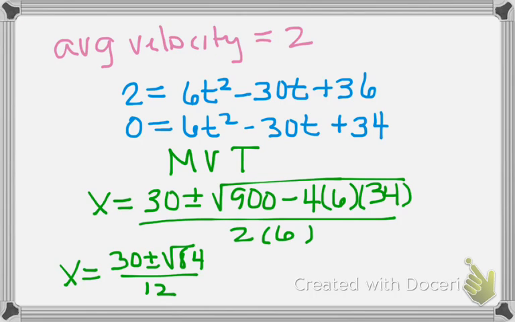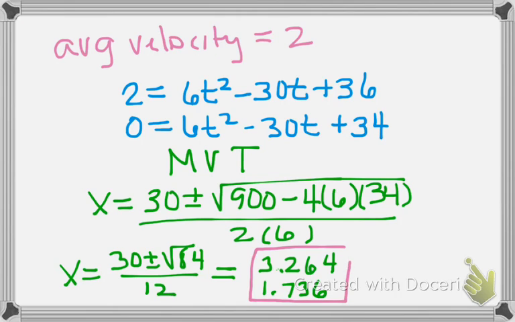Not hard to put in your calculator, not hard to calculate. And when we calculate this, I believe we get two values. When you take 30 plus the square root of 84 divided by 12, we get the values of 3.264, which is definitely in our interval, and we get 1.736. So in this particular problem, there's not one, but two places where our instantaneous rate of change is exactly equal to our average rate of change in that interval between 2 and 4.